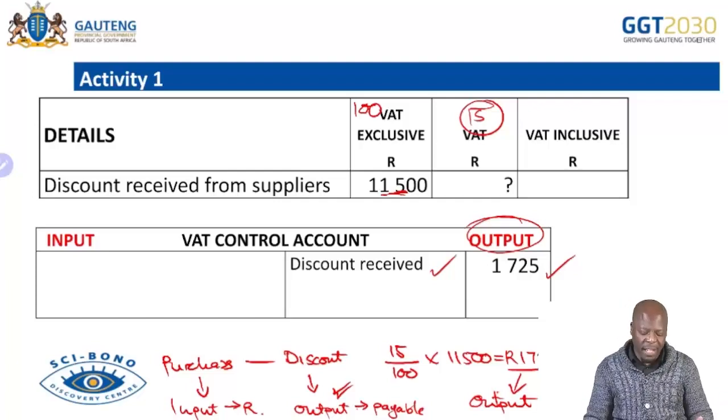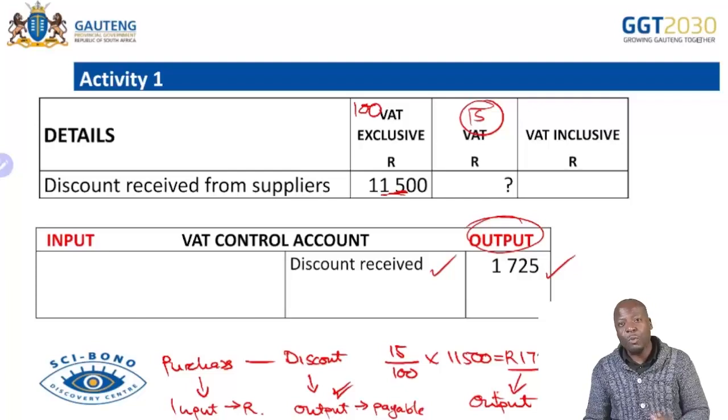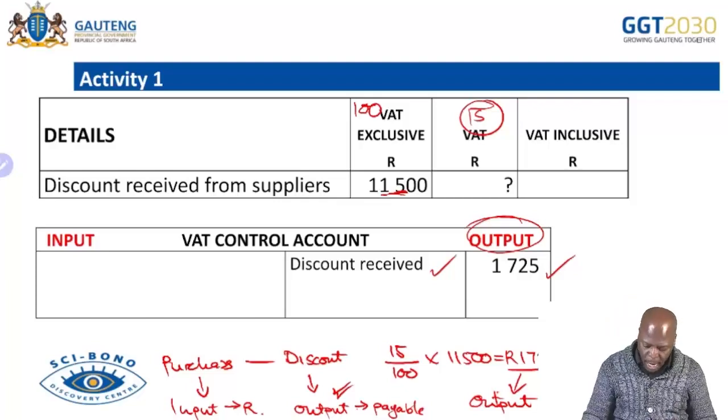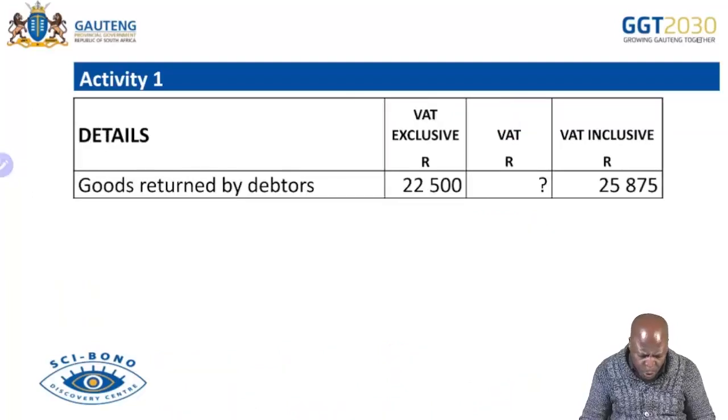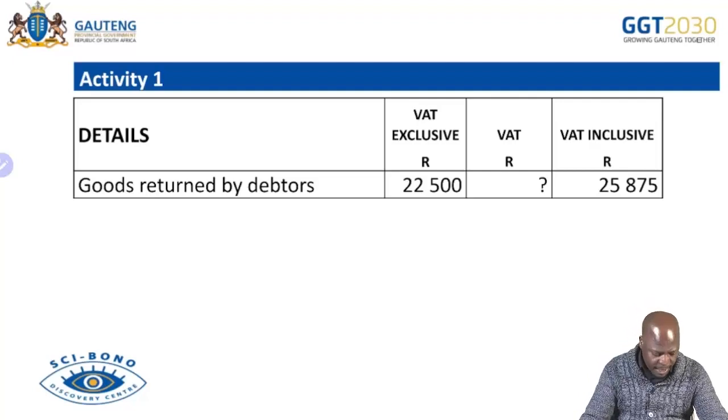Purchases, input VAT. Input VAT, receivable. So if there is discount, we now need to decrease that receivable, and it will decrease when it goes to the output. All right? Now, let us go to the next aspect, which is goods returned by debtors.